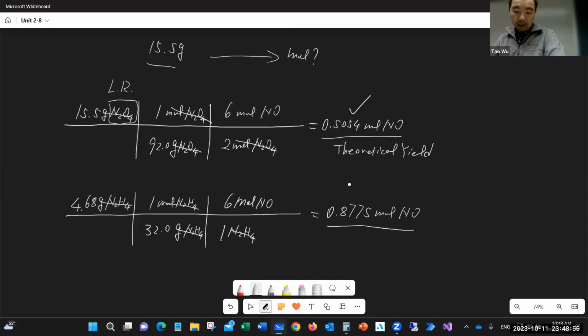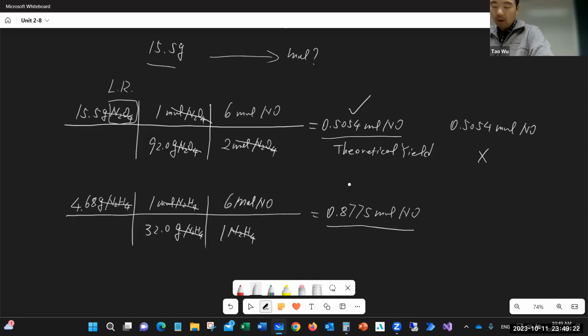Well, then you see the question actually is asking for the maximum mass. What we have is moles. So we try to figure out what is the maximum mass. Then what are you gonna do? You're just using mole, the theoretical yield, 0.5054 mole of the NO. Then you multiply by the molar mass of the NO, then you got a mass, right? You got a mass of NO.